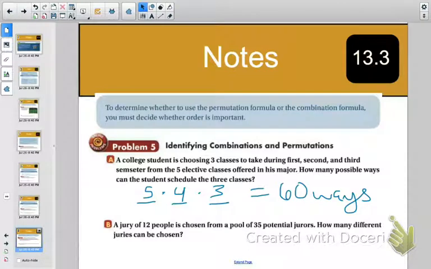B, a jury of 12 people is chosen from a pool of 35. How many different juries can be chosen? So this one, order does not matter because you just have 12 people. It doesn't matter who got picked first. So we're going to do 35, this is a combination, over 12 factorial, and that would be 23 factorial.